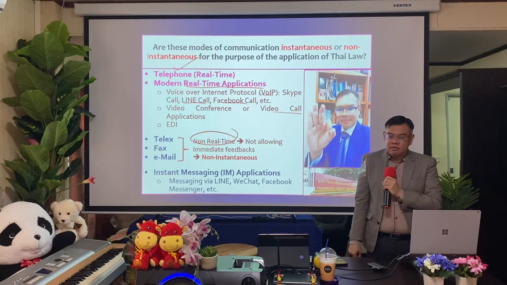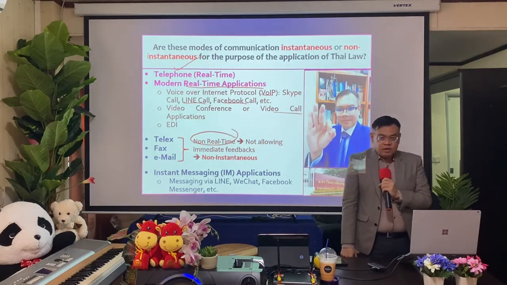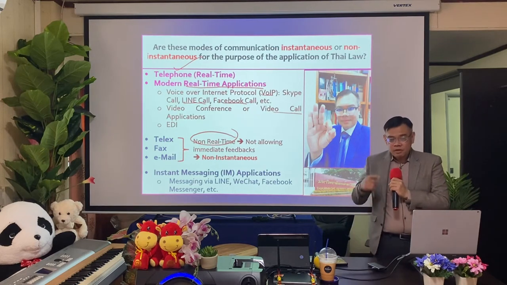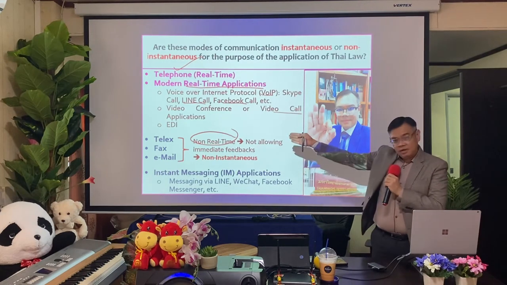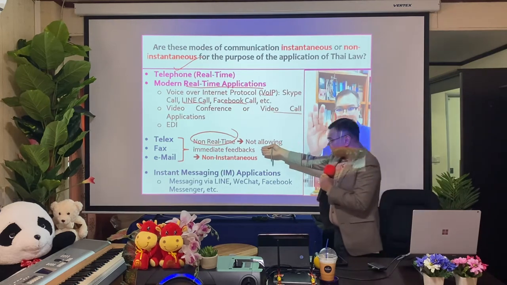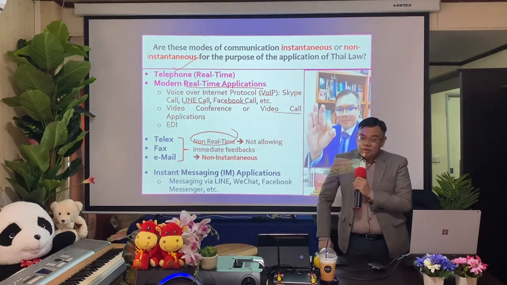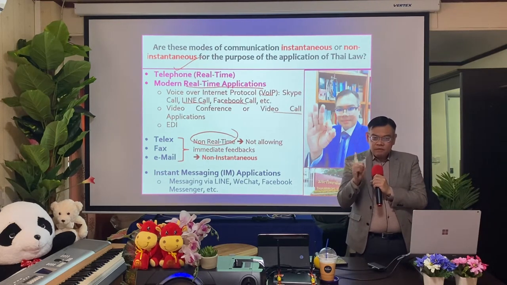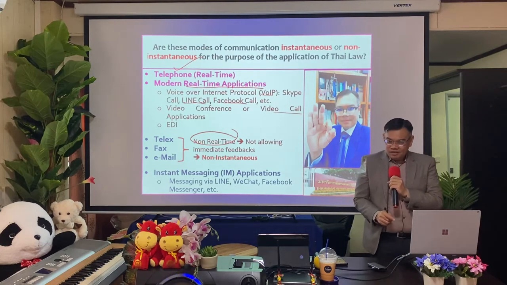So if a person makes use of telex, fax, or email for communication, if A declares an intention to B, such declaration of an intention will be effective when it is what? Given that the making use of this non-real-time device is regarded by law as a declaration of an intention in a non-instant mode, it will become effective when it reaches the other party, or when it is received by the other party.